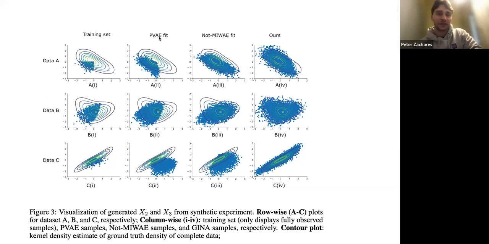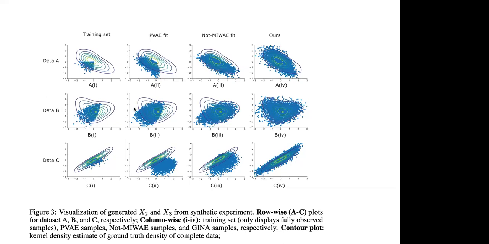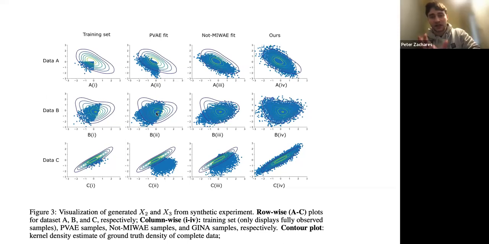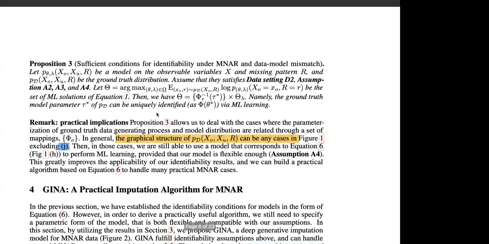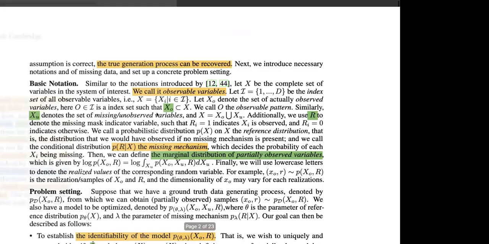For example, for this PVAA fit, you can look at data set B, you can look at the training set, and it seems like the set that is learned is just a small expansion around the training set, as opposed to showing more of the shape of the true underlying distribution. So that was a quick introduction. It seems almost too good to be true, right? Now let's go through the paper.